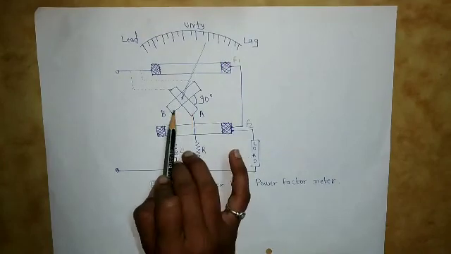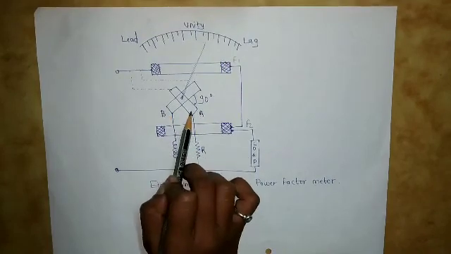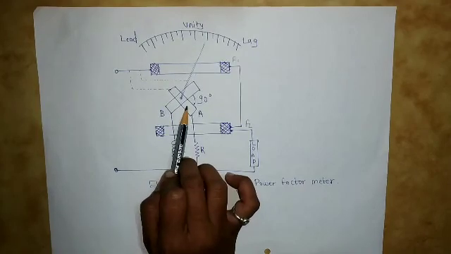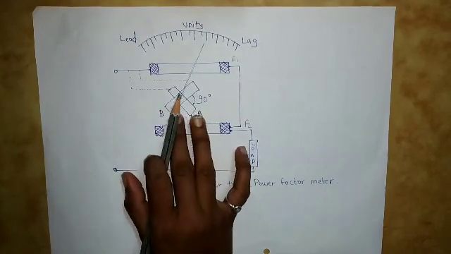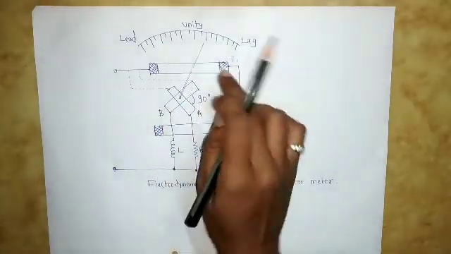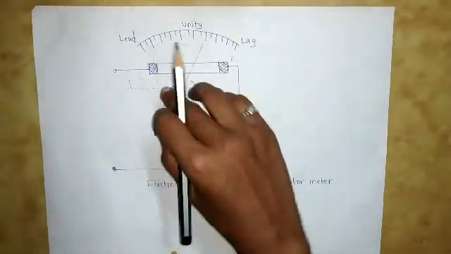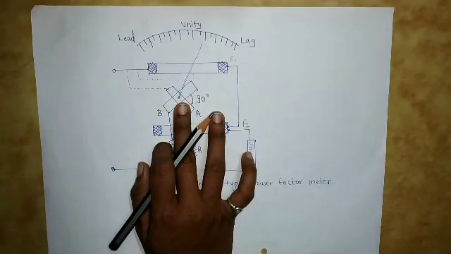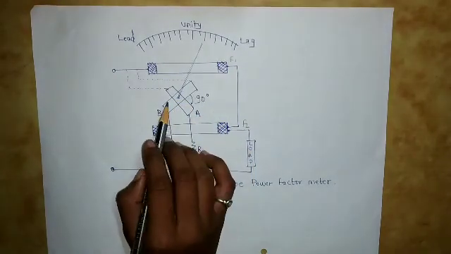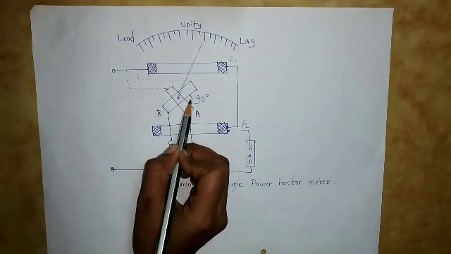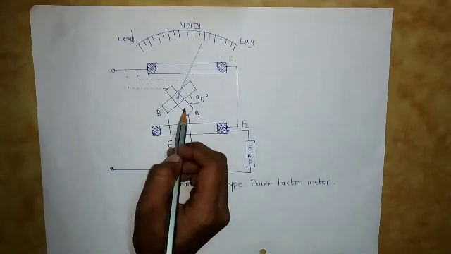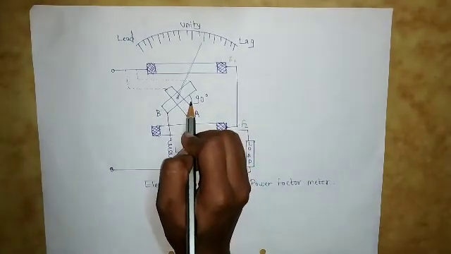Now here, A and B. You can see two coils, A and B. These two are moving coils, which are rigidly connected to each other. That means if they move, they both will move simultaneously. The angle between these two moving coils A and B is 90 degrees to each other.